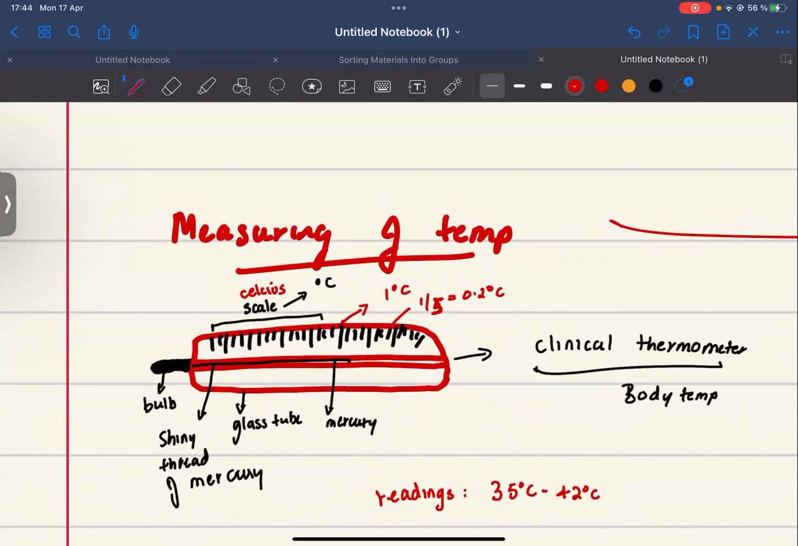Okay. So first, what you do is you take a thermometer, and before checking your temperature, you wash it with antiseptic solution.